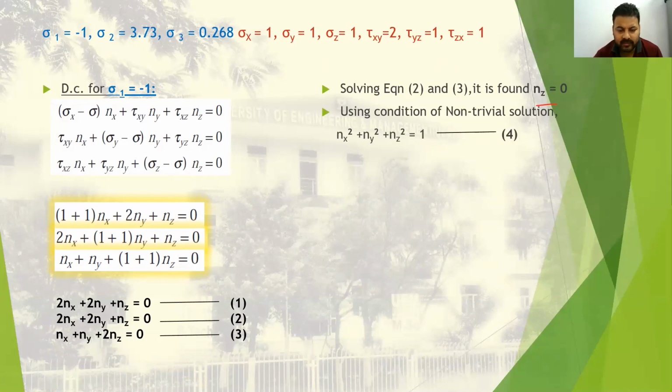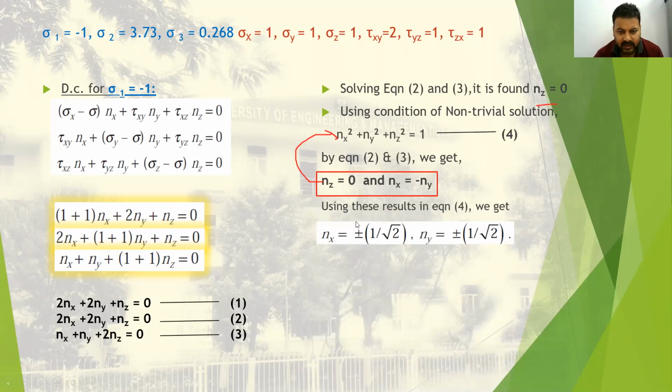Then after combining the results got in equations 2 and 3 with this, we can solve for the values of nx, ny and nz, which is like this. Since nz is equal to 0 and nx equal to minus ny, we can get a result like this. nx equal to plus minus 1 by root 2 and ny equal to plus minus 1 by root 2. But keeping in mind that when nx is positive, ny should be negative. So the final result is like this.